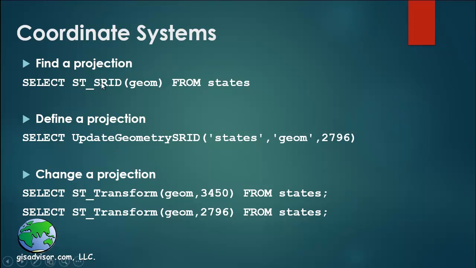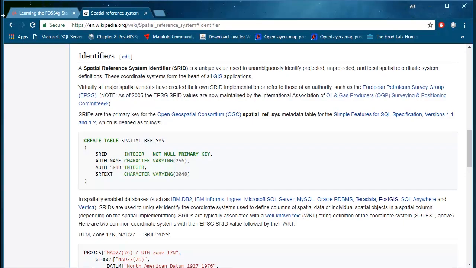So what we're going to use is something called an SRID. An SRID is a spatial reference system identifier. This is a way to provide a value that unambiguously identifies a projected, unprojected, or local spatial coordinate system.